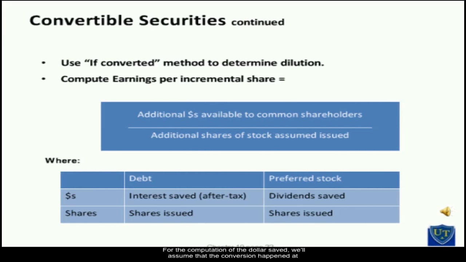For the computation of the dollars saved, we'll assume that the conversion happened at the earliest possible time in the year. So if the security was issued during the year, we'll look at the dollars from the issue date on. If the security had been issued in a previous year, we use the beginning of the year.